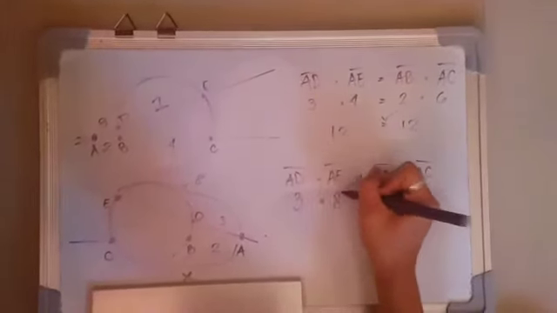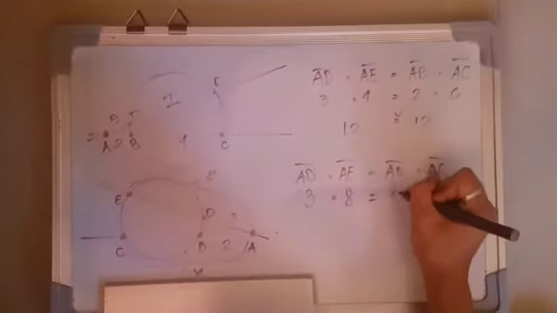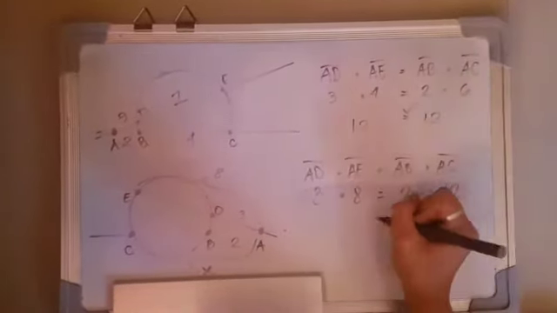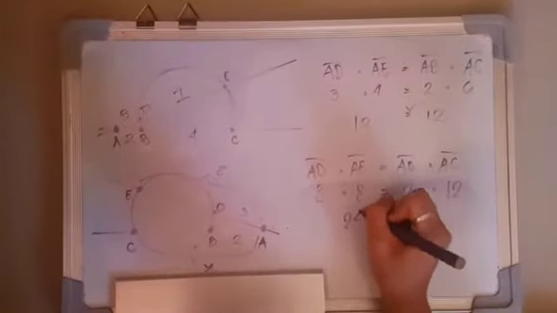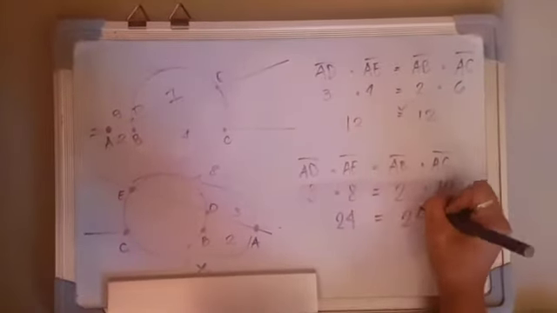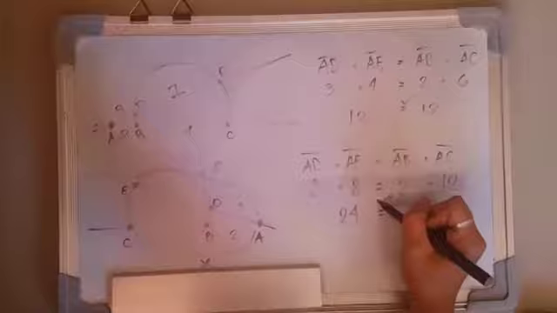AD, that is 3, times AE, that is 8, equals AB, that is 2, times AC, that is 12, equals 24. 24. So they are equal.